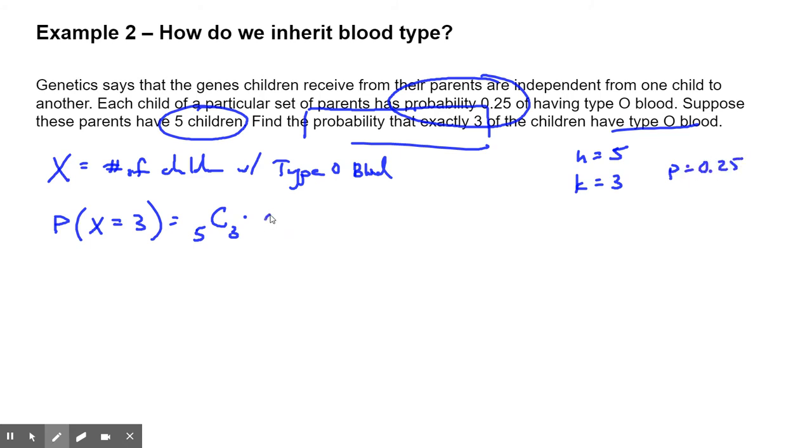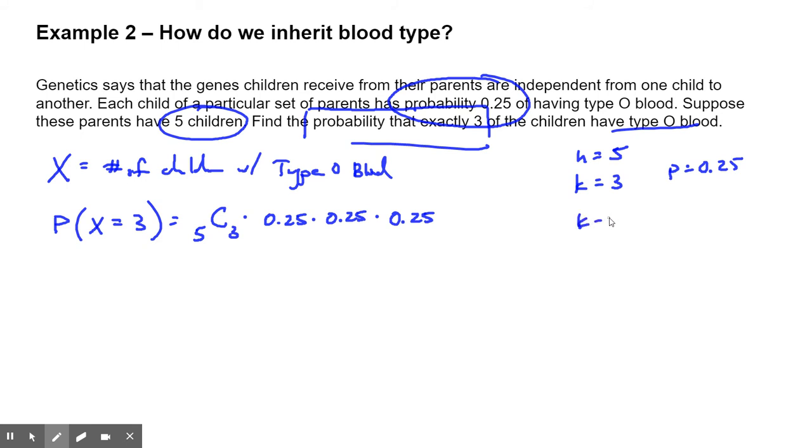So watch what I'm going to do. I'm going to do 0.25, so that's 1 child, times 0.25, that's 2 children, times 0.25, that's 3 children. That's 3 children having type O blood. Again, if this is a true binomial situation, those are independent probabilities. To find the probability of them happening together, we just multiply them. Right? But there are 5 total children. 3 of them have type O blood.